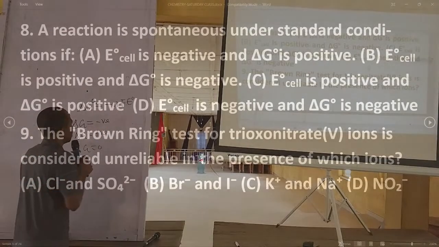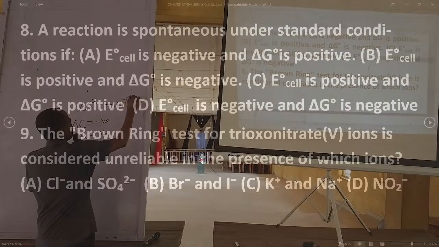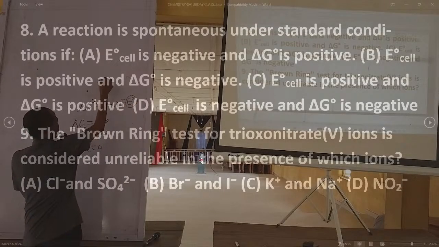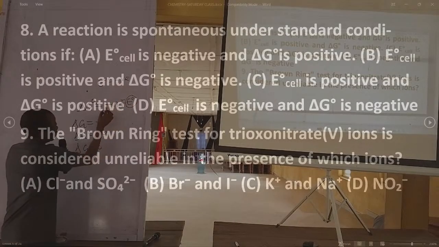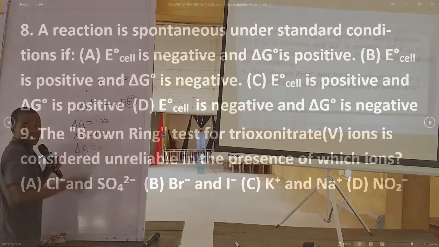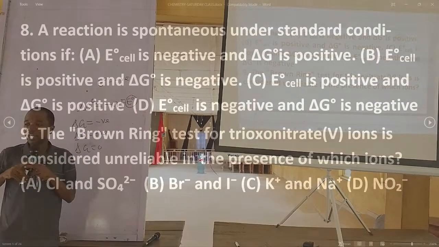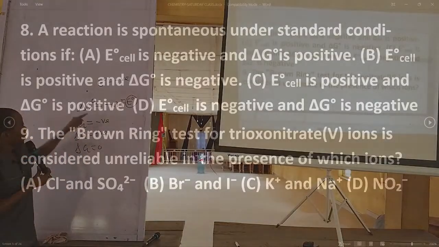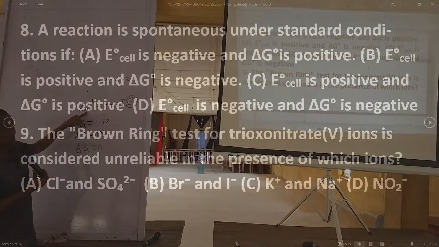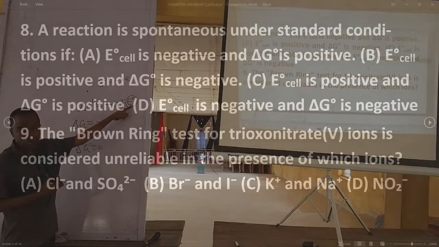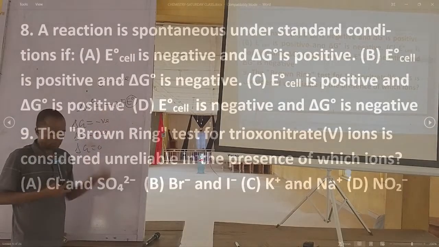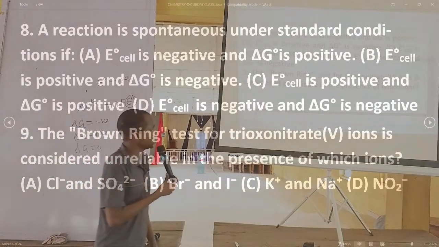Because if the E here is negative, what do you think is going to happen to the minus? It cancels it and then everything becomes positive. So for a reaction to be spontaneous, delta G must be negative and then the electric potential of the cell must be positive. So that's for this.